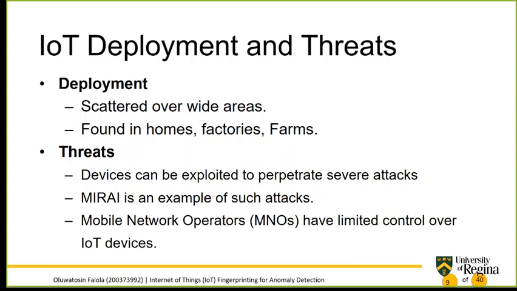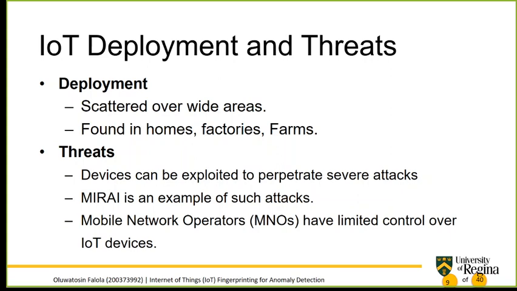And because they are scattered everywhere over wide areas of network, they are found in our homes, and they are found in people's bodies. This is a huge threat, and that is why we are talking about anomaly detection and using device fingerprinting to detect anomalies.